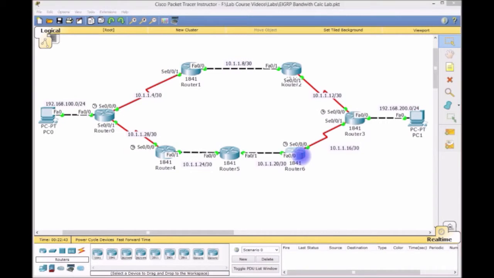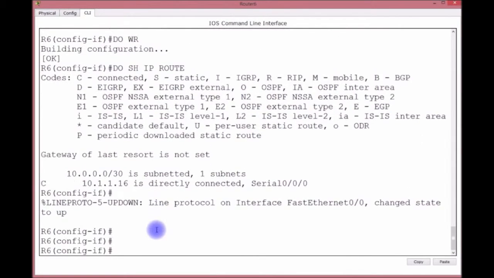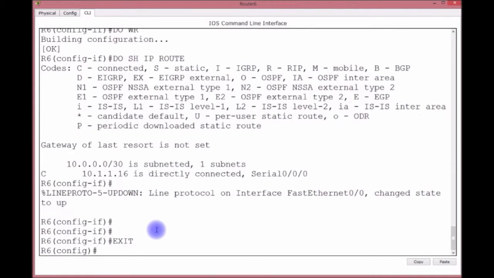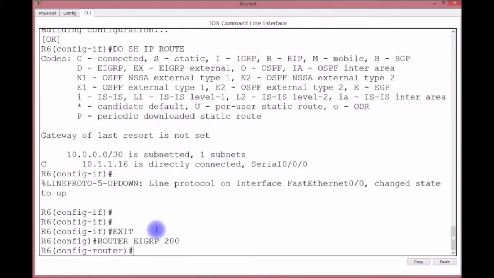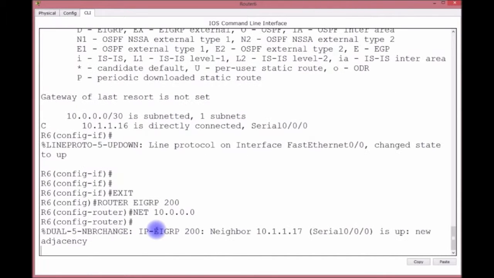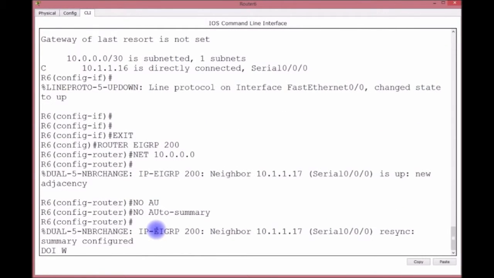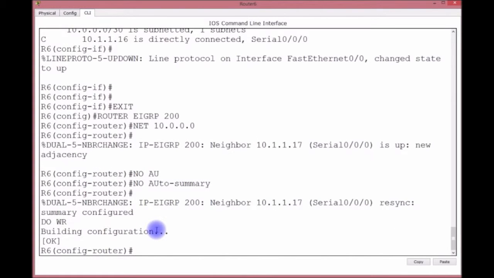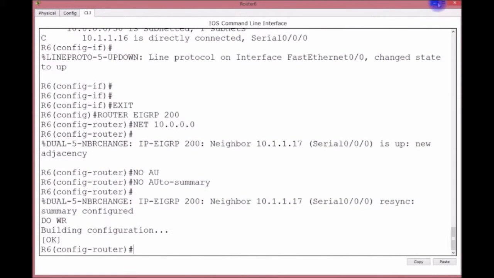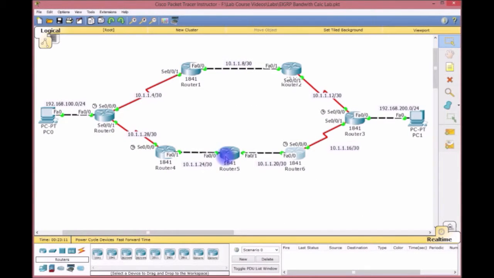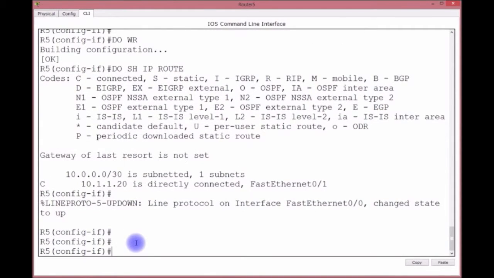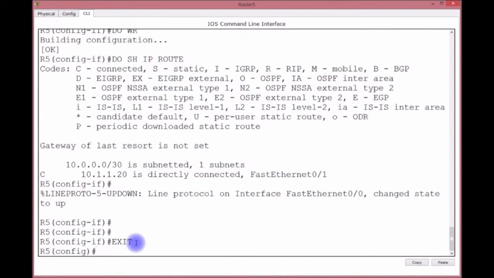And let's come here. Same thing, except one less network. So router EIGRP 200, net. Let's start abbreviating because this is getting okay. It's the same thing. No auto-summary, WR. Okay, you see, no biggie, no biggie. It's what you need to understand what EIGRP is doing. All right, and that's what the CCNA class will explain.